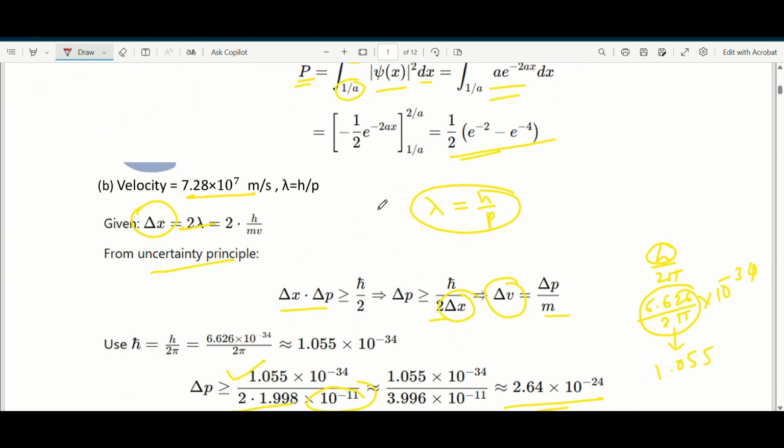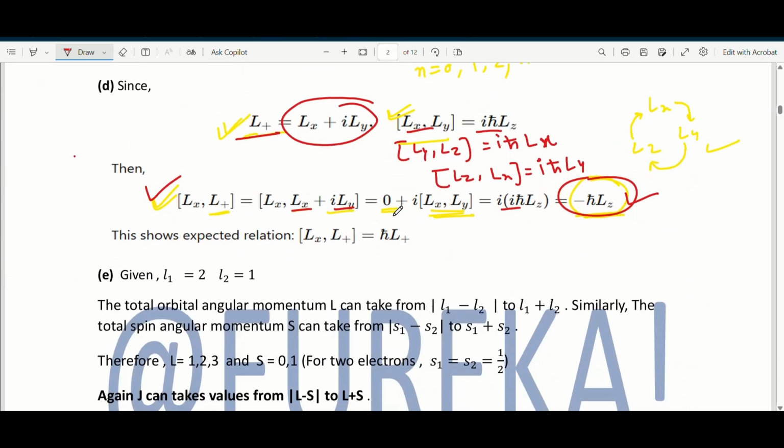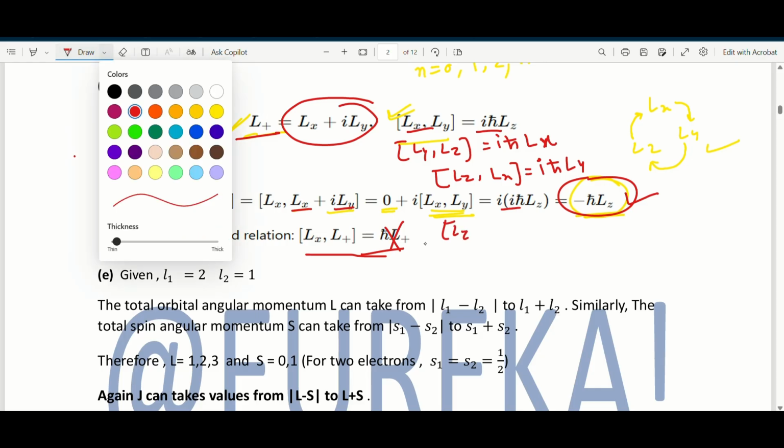So this is not the correct expression. The commutation of Lx with L plus will be minus H cross Lz. Since the commutation of Lz we can find here.